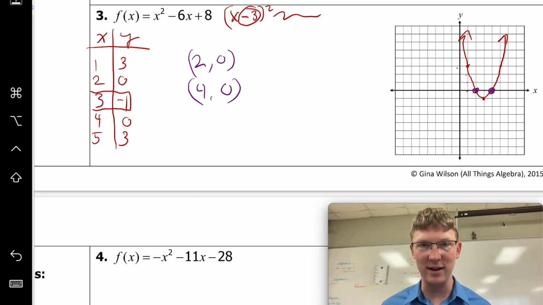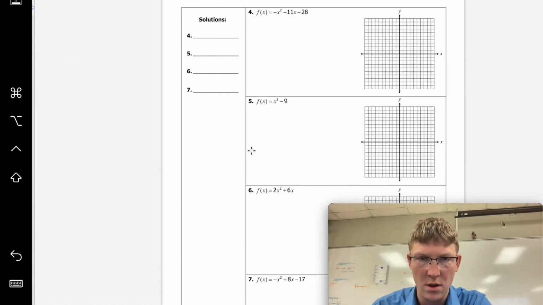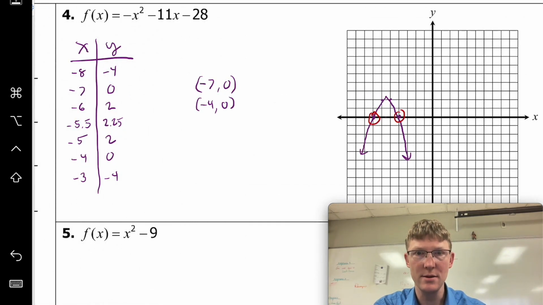graph cross the x-axis? Okay, looking at 4, 5, and 6, why don't you try those out and see if you can get the right answer? So here we go. Here's the work that I did. Did you get -7 and -4? If so, good job. If not, try it again, figure out where you made your mistake.